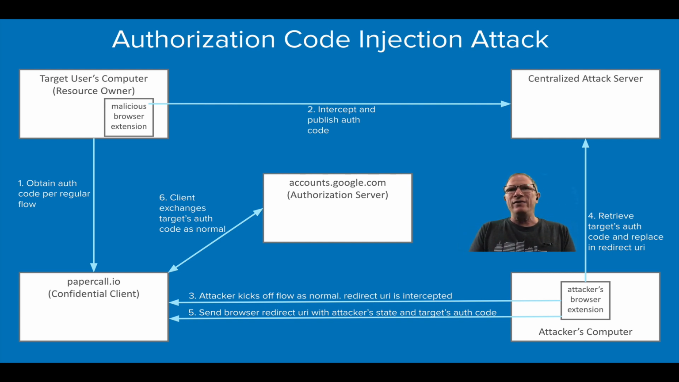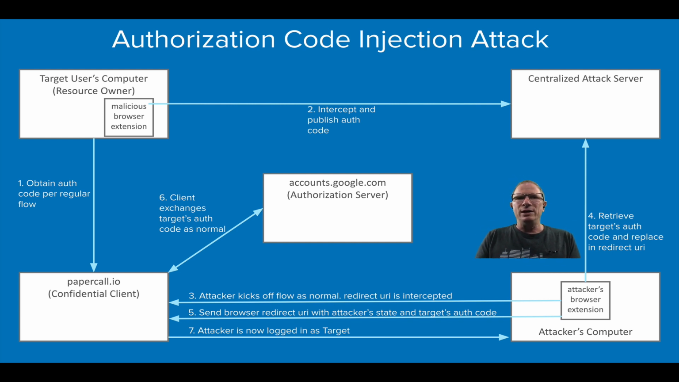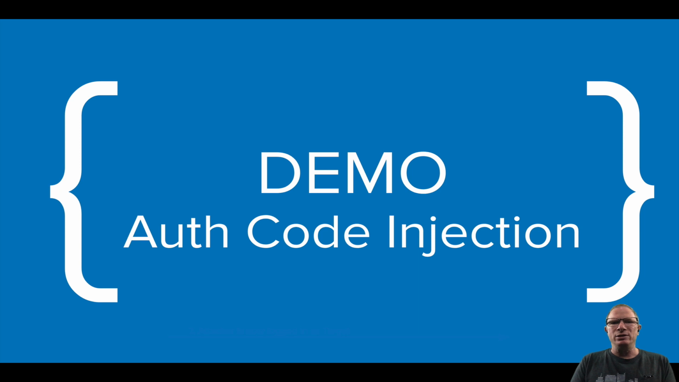Now, to be clear, I haven't compromised PaperCall. I don't know the client secret, but I've tricked PaperCall into using its client secret to exchange the authorization code for an access token. And now that that's happened, the attacker's computer is effectively authenticated as the target. So let's take a look at this in action next.